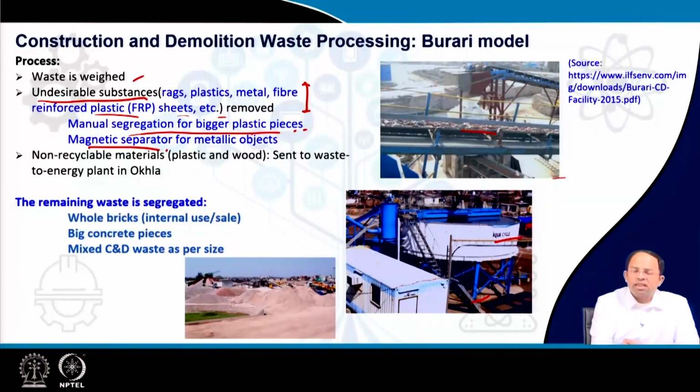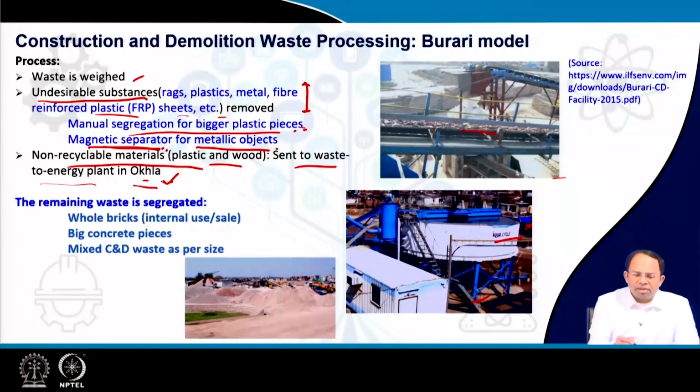Manual segregation is done for the bigger plastic and other pieces, whereas the metallic objects, ferrous or even non-ferrous, can be separated using different forms of electromagnet, as we have learnt earlier. Non-recyclable materials such as plastic and wood recovered from this waste are sent to the waste to energy plant in Okhla, which we have learnt about in earlier case studies.